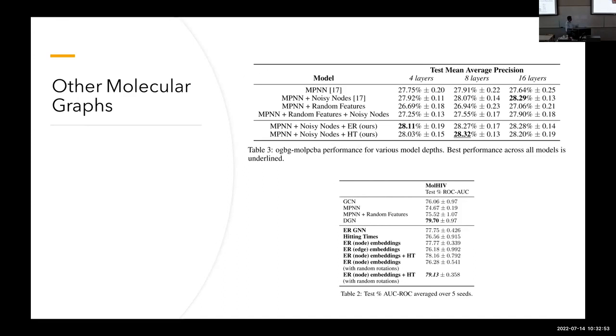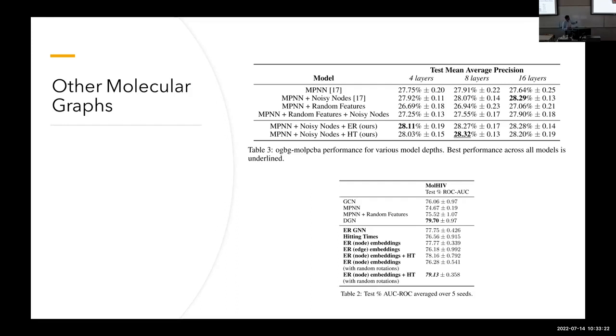We also have some other experiments. I'll just highlight a couple here. So these are from the OGB collection of data sets. The above table is for mol PCBA. So using hitting time or effective resistance, we were able to get the best result. And one thing I want to highlight is that we were actually able to do so using a shallower network in the message passing steps.